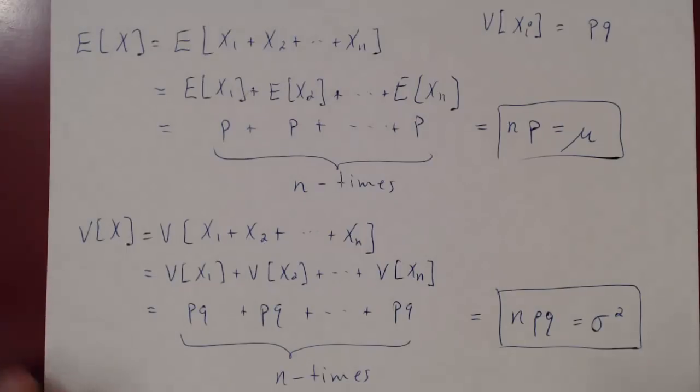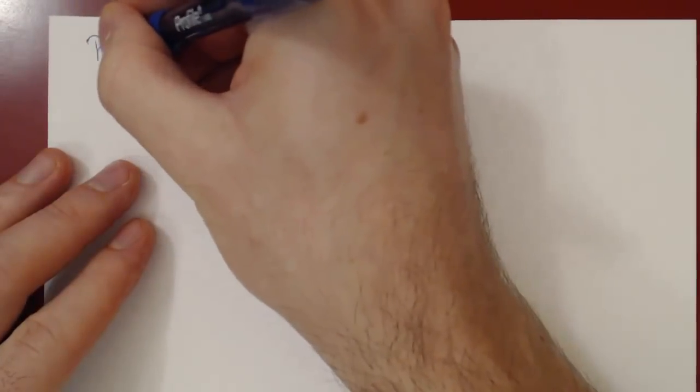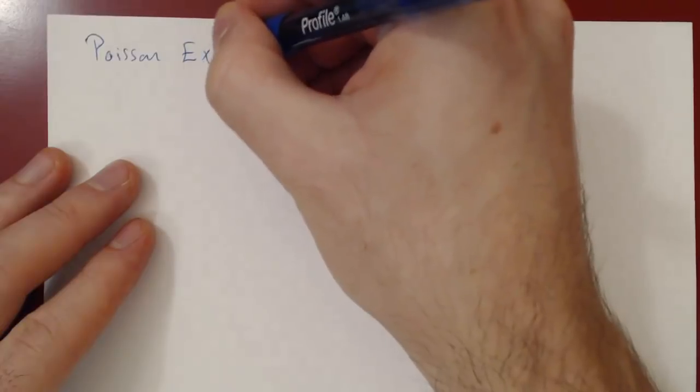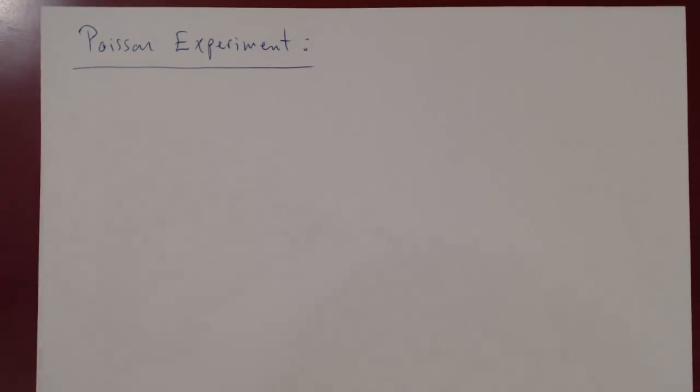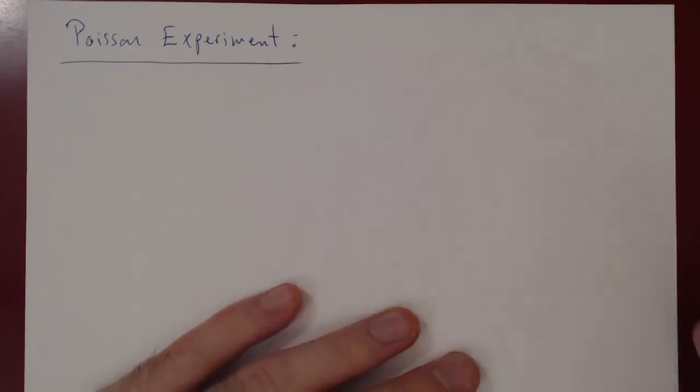Our last example will be the so-called Poisson random variable, and that's a slightly different random variable, but it's not very complicated. This is called the Poisson Experiment. So if you look at your notes on the Poisson experiment, what you have is a fixed time interval, and over this time interval you observe the number of occurrences of a given event.